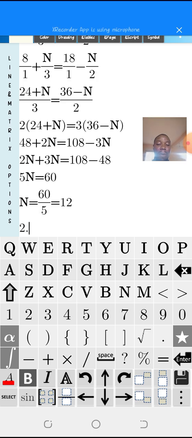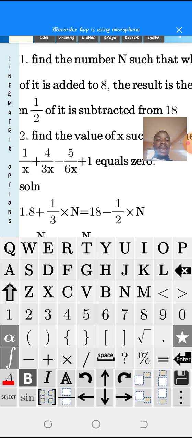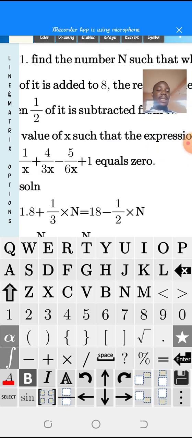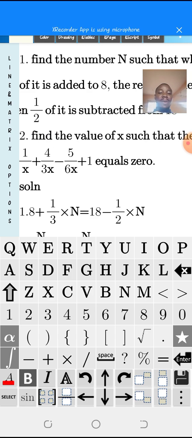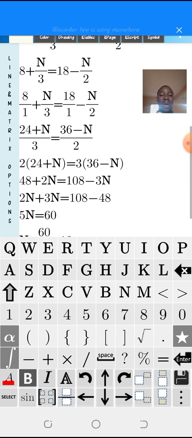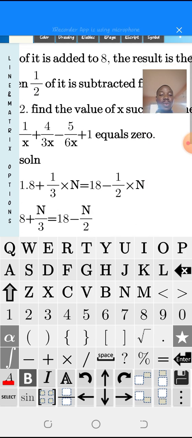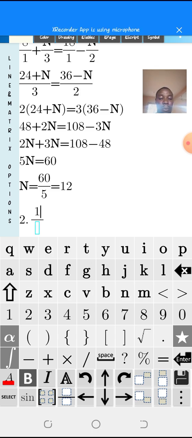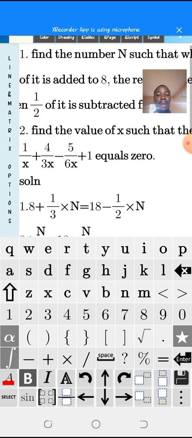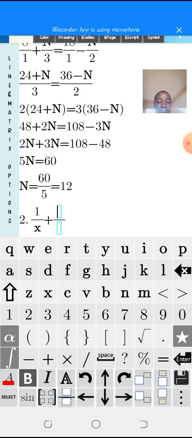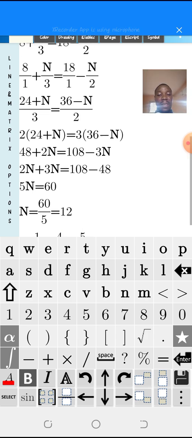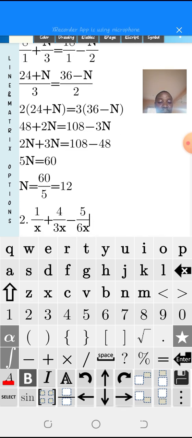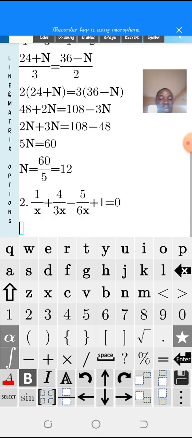Let's quickly look at number 2. Number 2 says we should find the value of x such that the expression 1 over x plus 4 over 3x minus 5 over 6x plus 1 equals 0. All you need to do is put that expression equal to 0 from the question: 1 over x plus 4 over 3x minus 5 over 6x, and then plus 1, to be equal to 0.